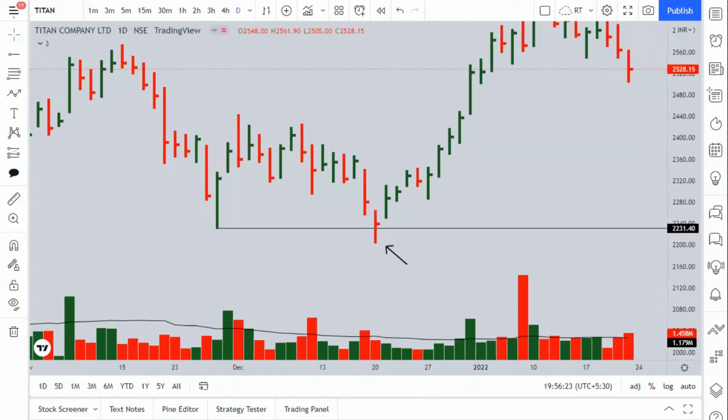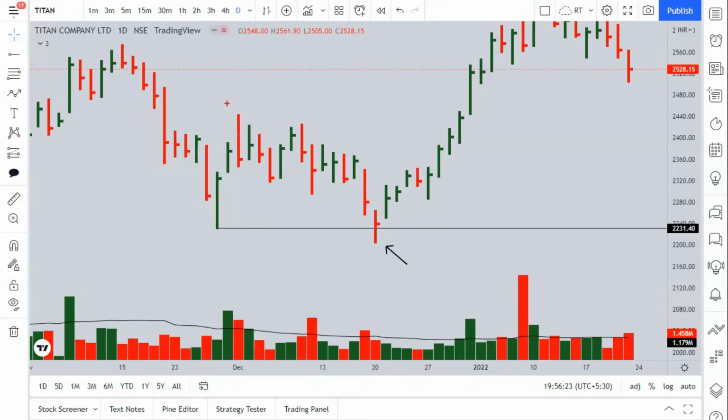Now this particular example in Titan daily time frame, I wouldn't consider this as a shakeout, but you can consider this as a test. Okay, a supply test, you can definitely consider it as a supply test also. So right now, what is the scenario right here?